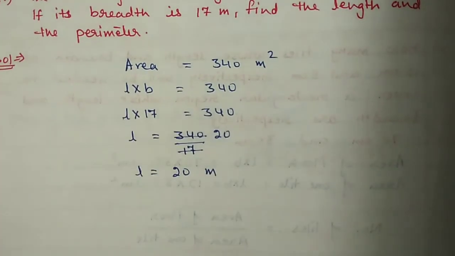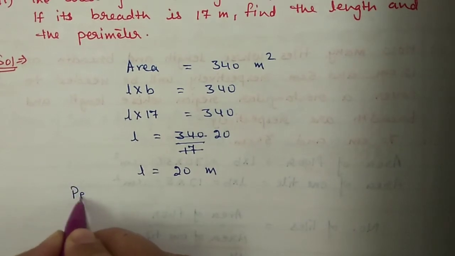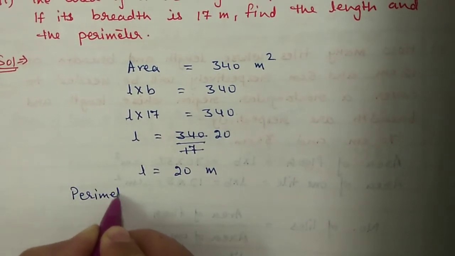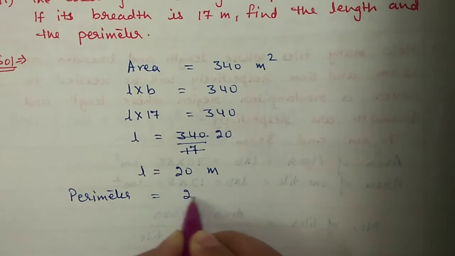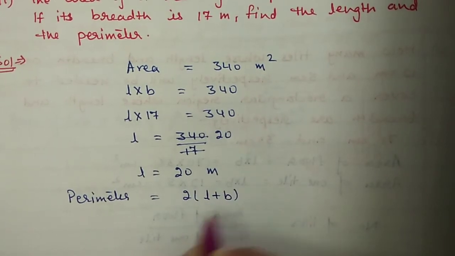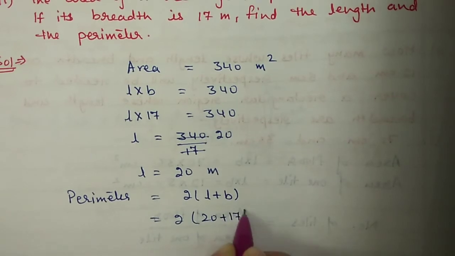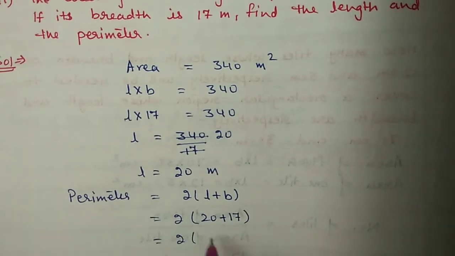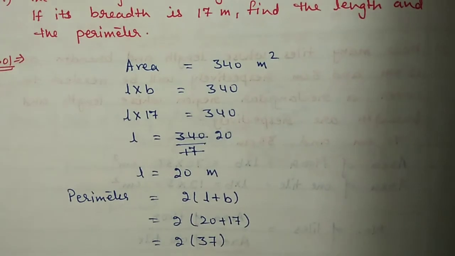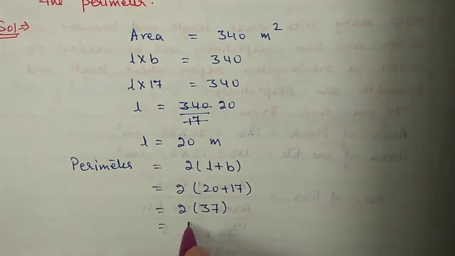Then we have to find out the perimeter. Perimeter is equal to 2 into L plus B, 2 into 20 plus 17, 2 into 37, and then we will get 74 meter.